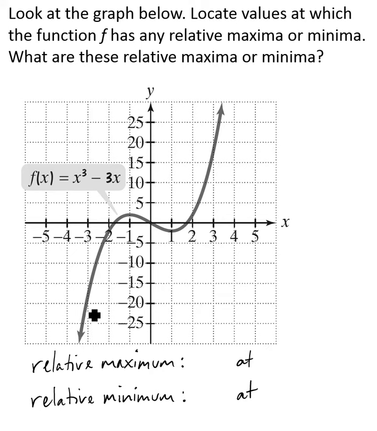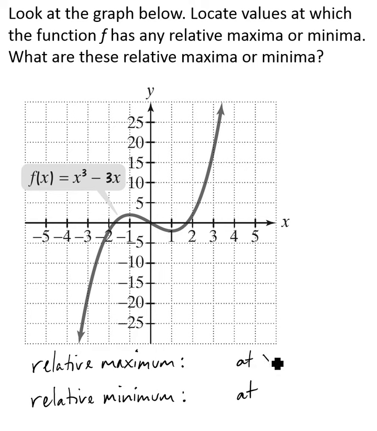Our graph starts off increasing until we hit x equals -1 there, and then it begins to decrease, and then it starts to increase again after we get to x equals 1. So that point where we change from increasing to decreasing, so we get that little high point there, that's a relative maximum. So we have the relative maximum at x equals -1.